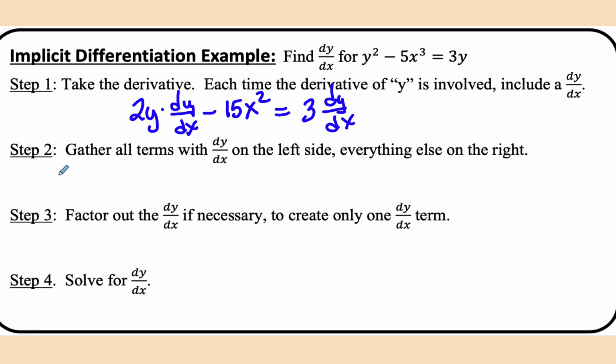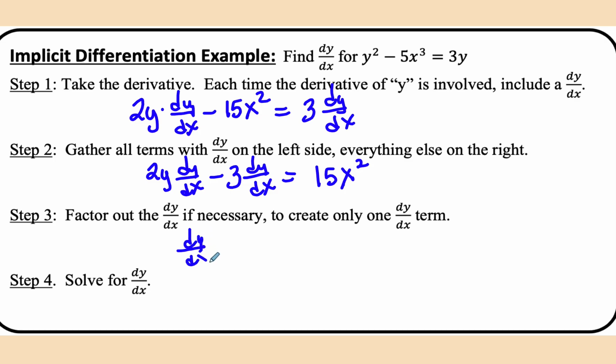Step 2, gather all the terms on one side. Left side is preferable, but you don't have to. So this is going to be 2y dy/dx, and I'm going to bring this to this side, minus 3 dy/dx. Everything else that doesn't have a dy/dx, I'm going to bring to this side, 15x². I'm going to factor out a dy/dx. So dy/dx, and when I pull that out, that'll be 2y minus 3 equals 15x².